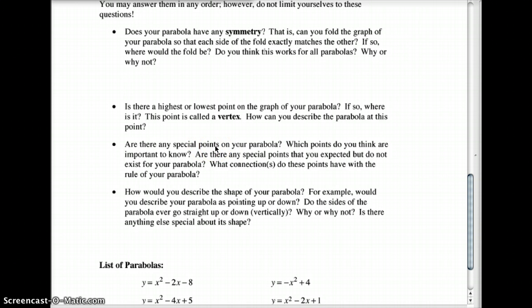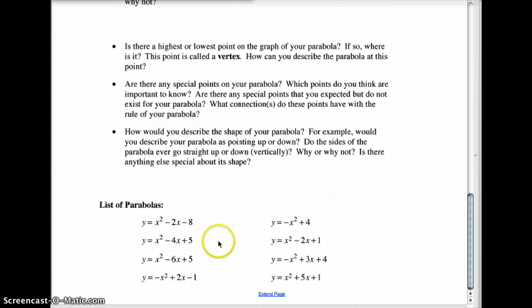Next part, are there any special points on your parabola? What I mean by this are, where does it intercept the x-axis and where does it intercept the y-axis? And can you gain any clues for where they intercept that based on your equations here? Look for those. See if you can figure out anything with that.